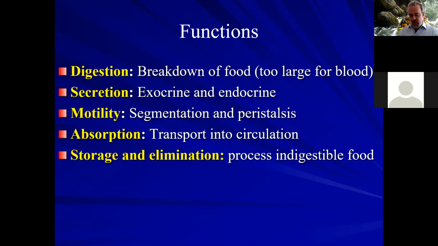Also, we have an endocrine secretion, which involves the production of specific hormones. Hormones are chemical messengers. You guys already heard about them. These are chemical messengers that are squirted into the blood that play a role in digestion as well. We'll learn about some of those hormones today.